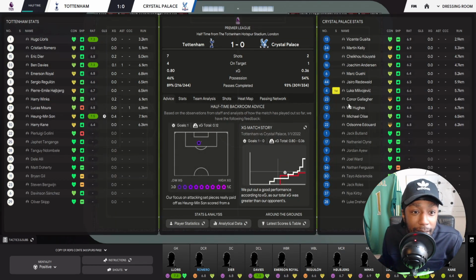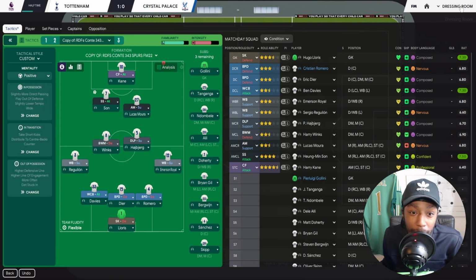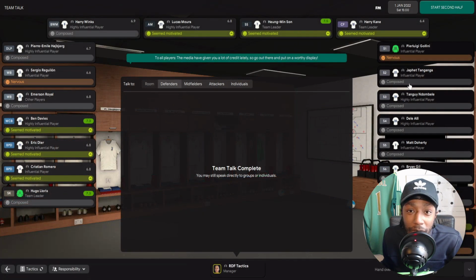So it is half time, and maybe we can look at some possible tweaks to try and get more from this Tottenham side. And we can possibly look to use those wider areas more effectively. So for the attacking width, I'm just going to stretch it to wide rather than fairly wide, and we're just going to see how that plays out. So let's get back to that dressing room and let's start that second half.